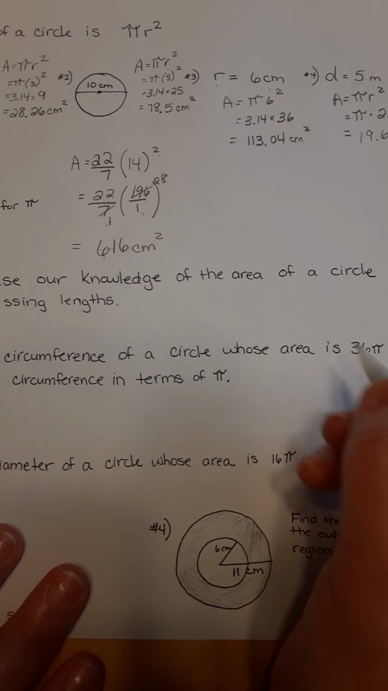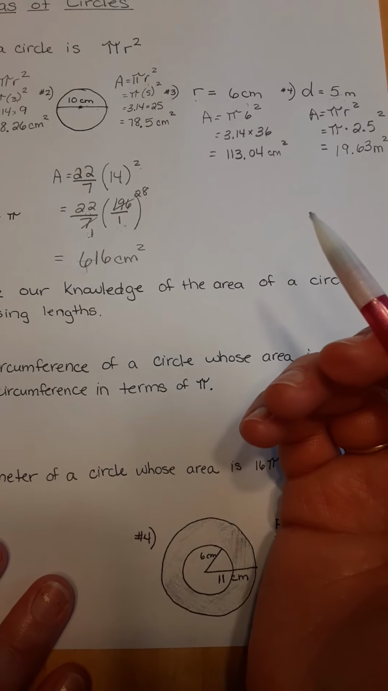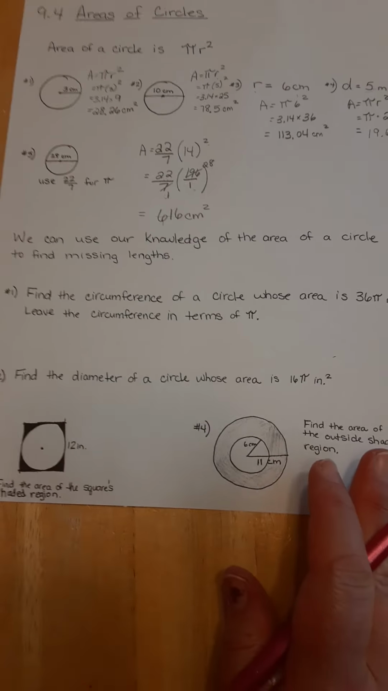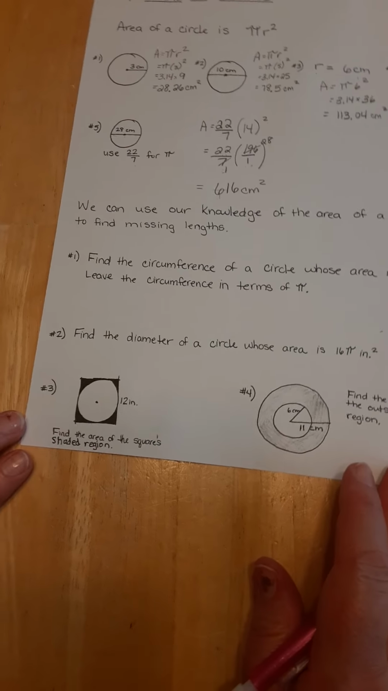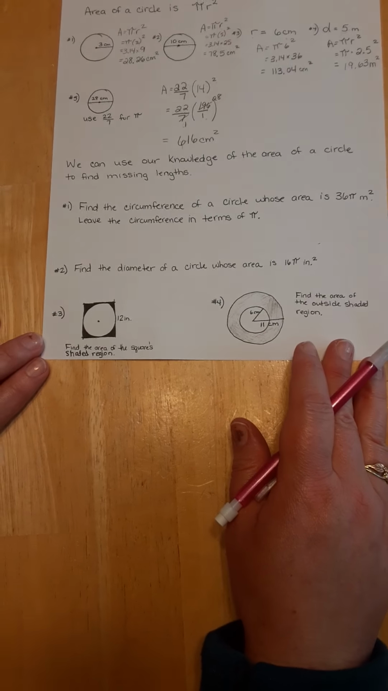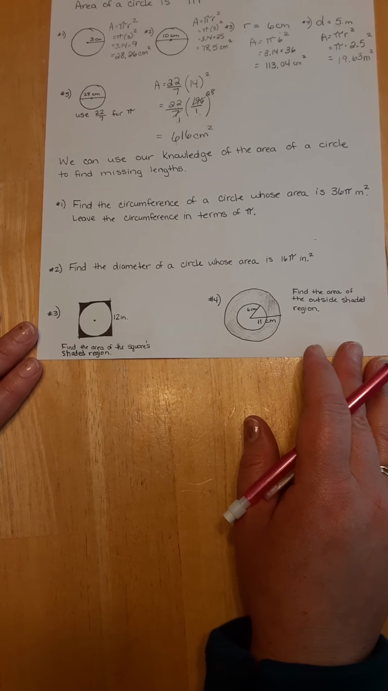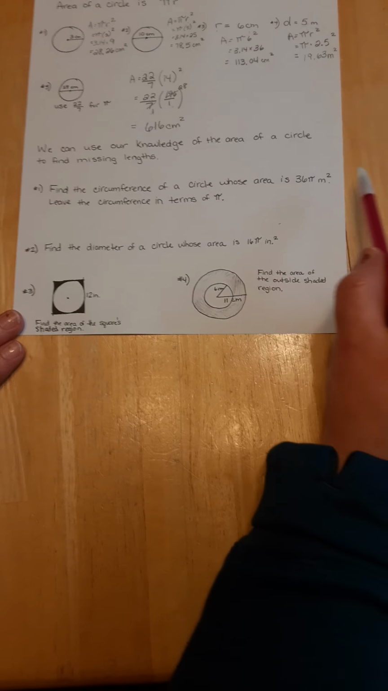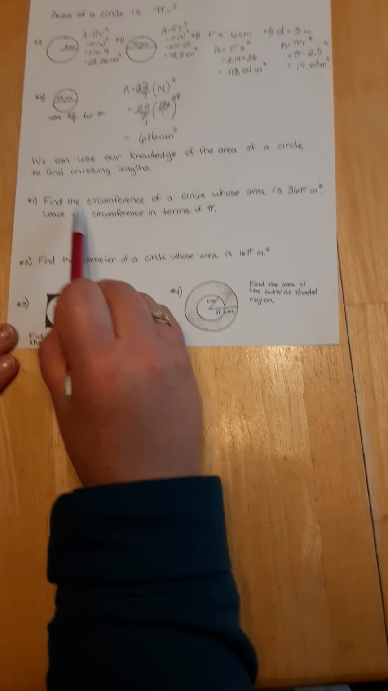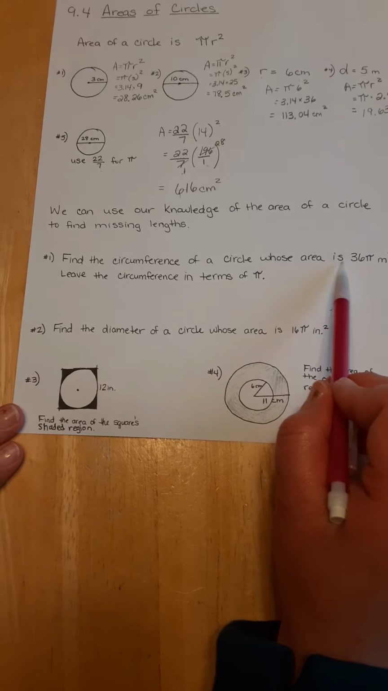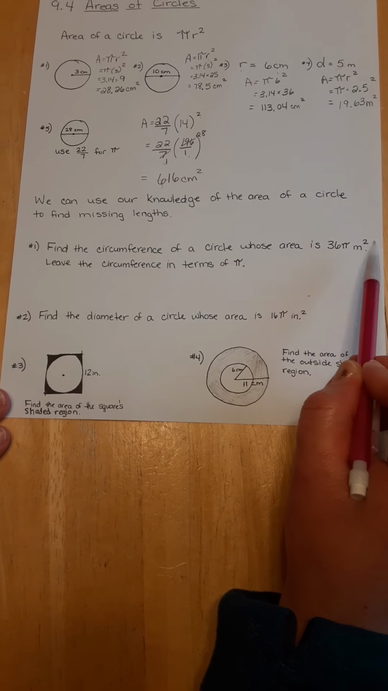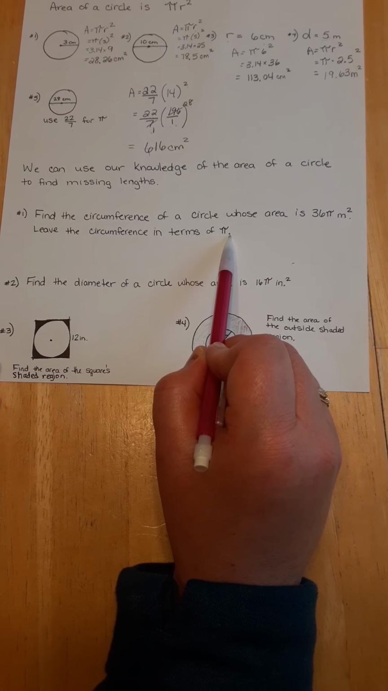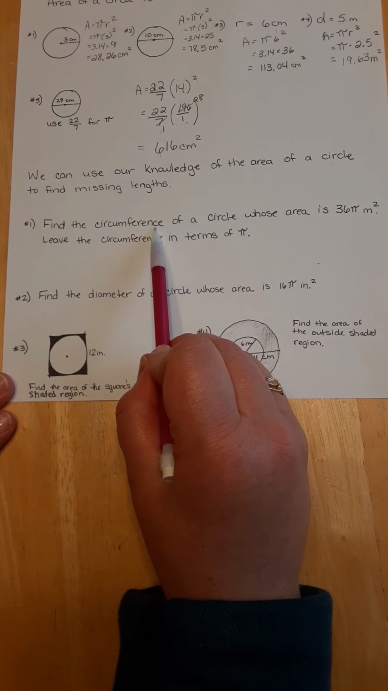Okay, so that's working with our basic equation for finding area. Now we can take that knowledge and make things a little bit harder. Look at our examples down at the bottom. We're going to use our area equation to help find missing information. And the missing information that we need to find, in this case, problem 1 says, find the circumference of a circle whose area is 36 pi meters squared, and then leave the circumference in terms of pi. So my final answer is actually circumference.